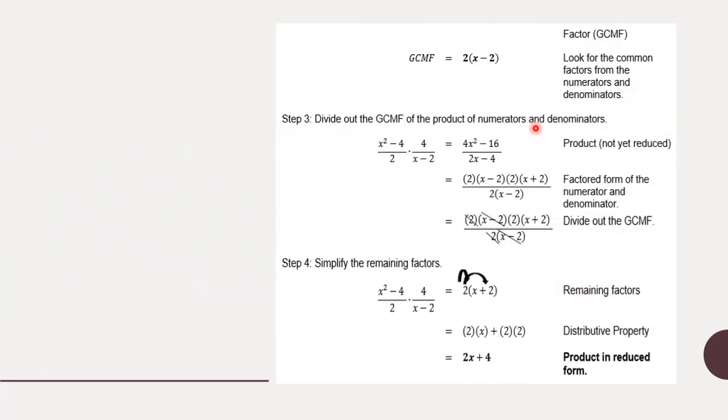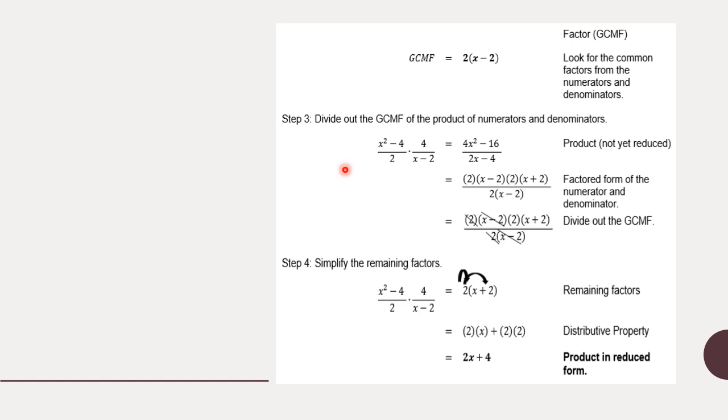Next, look for the common factor from the numerator and denominator. As you can see earlier in the previous slide, their common factor is 2 times x minus 2. Both of them have this factor, so their GCMF is 2 times x minus 2. Step 3: divide out the GCMF of the product of numerators and denominator.